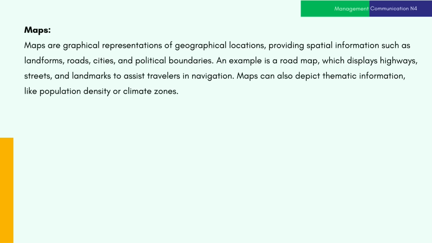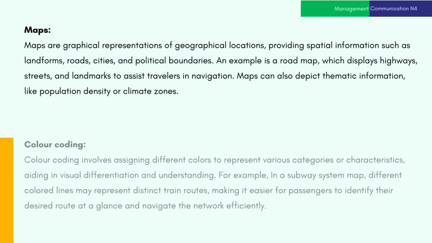6. Maps. Maps are graphical representations of geographical locations, providing spatial information such as landforms, roads, cities, and political boundaries. An example is a road map, which displays highways, streets, and landmarks to assist travelers in navigation. Maps can also depict thematic information, like population density or climate zones.